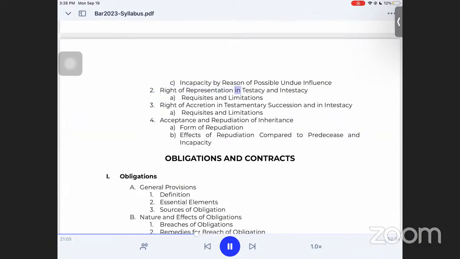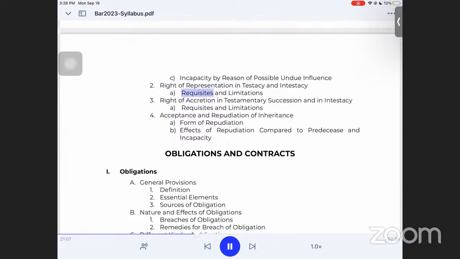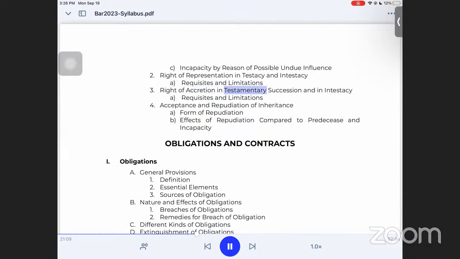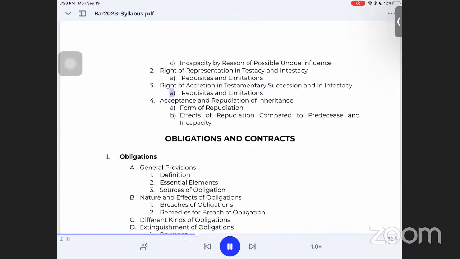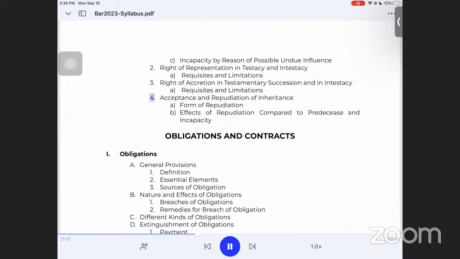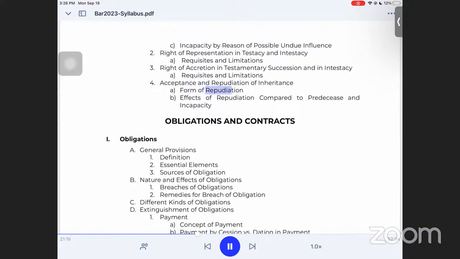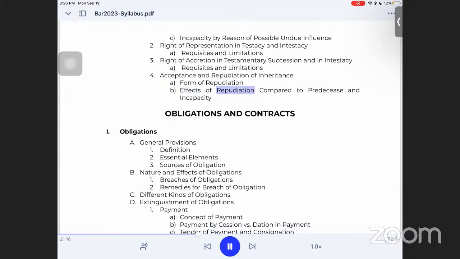2. Right of representation in testacy and intestacy. A. Requisites and limitations. 3. Right of accretion in testamentary succession and intestacy. A. Requisites and limitations. 4. Acceptance and repudiation of inheritance. A. Form of repudiation. B. Effects of repudiation compared to predecession.